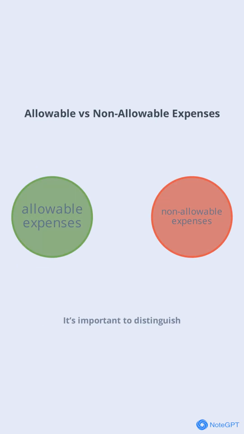It's important to distinguish between allowable and non-allowable expenses. Allowable expenses like salaries and rent reduce taxable income. Non-allowable expenses such as fines must be added back, increasing taxable income. This distinction ensures that only legitimate business costs are deducted, maintaining compliance with tax regulations. Proper classification of expenses is key to accurate tax reporting.